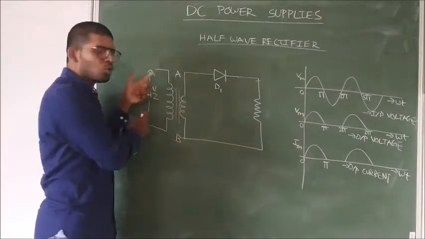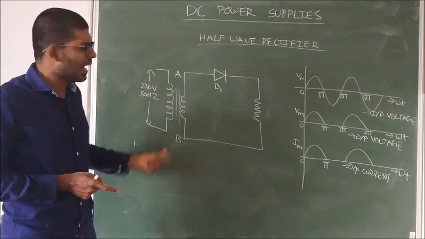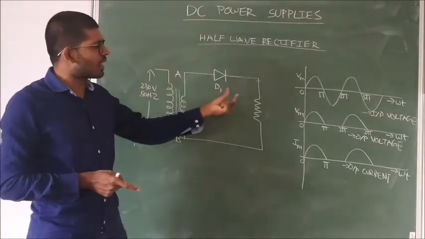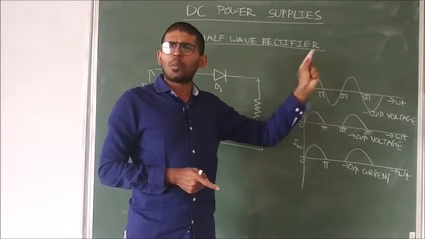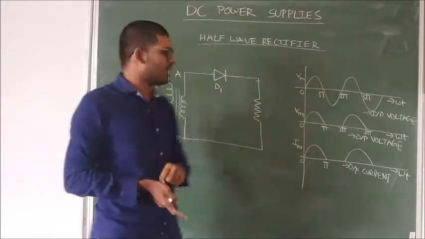We are taking the 230 volts 50 Hz input supply, 230 volts RMS voltage, and the 50 Hz denotes that the voltage we are getting repeats this cycle every 1/50th second. For 1 second, 50 cycles are repeated.